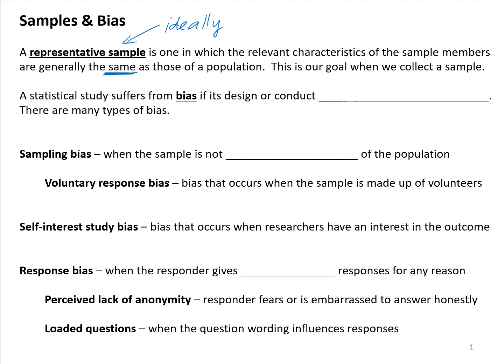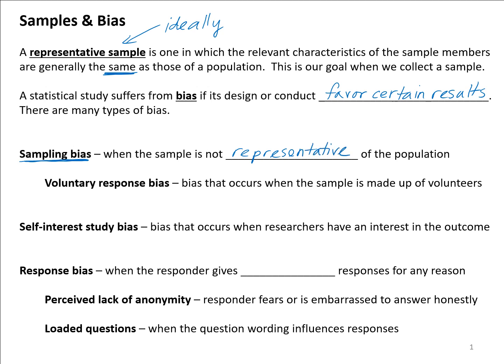Now, a statistical study suffers from bias if its design or conduct leads away from that, specifically if its design or conduct favors certain results. Now, there are several types of bias that can come up when you're involved in a statistical study. One is called sampling bias. This is a general bias when the sample is simply just not representative of the population.